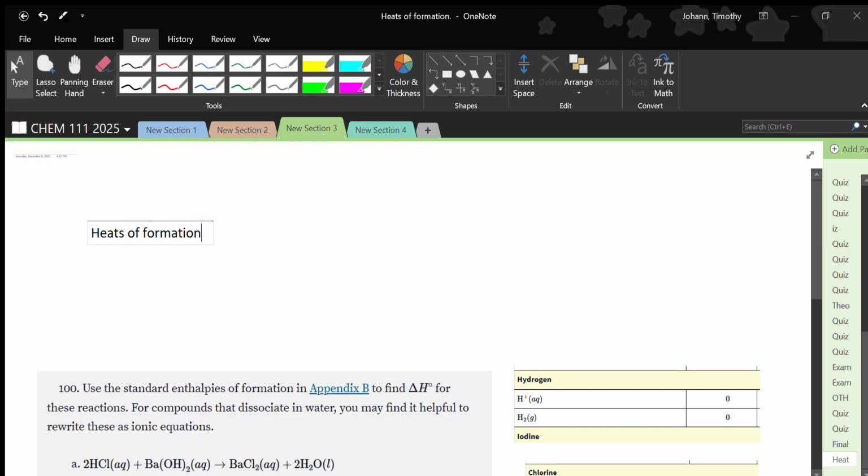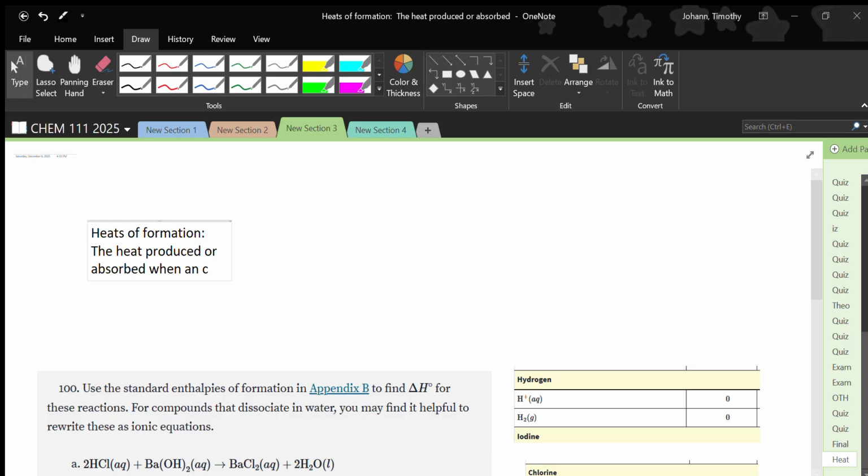We defined this the other day in class right at the end when you were all ready to go and we were running out of time, so it was kind of quick. But heats of formation is the heat produced or absorbed when a compound is formed from its elements.